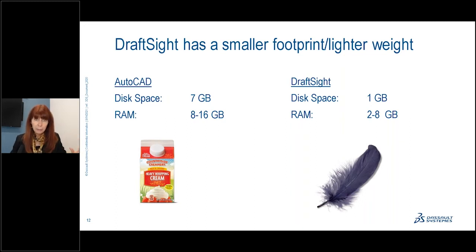Whereas with AutoCAD, man, you needed 7 gigabytes of disk space and you had to have at least 8 gigabytes of RAM to get it to be happy. You really need a 16, by the way. And DraftSight, 1 gigabyte of disk space, and that's the same with LT, by the way, for the AutoCAD. And then you only need 2 to 8 gigabytes of RAM. So big difference as far as the size and what it needs.